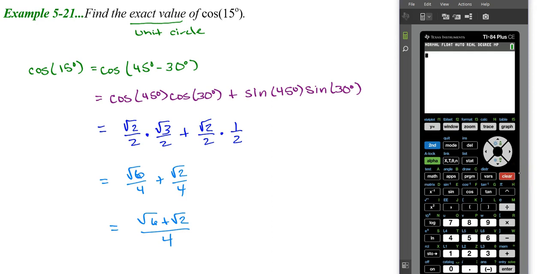So now I'm just going to check with my calculator. I'm in degree mode, I'm going to do cosine of 15, and I get the decimal answer. I can't give this answer because they asked for an exact value, but then I can evaluate this answer that we got. So we're going to do square root 6 plus square root 2 over 4. And you can see I get the exact same decimal answer, so I know my answer is correct.